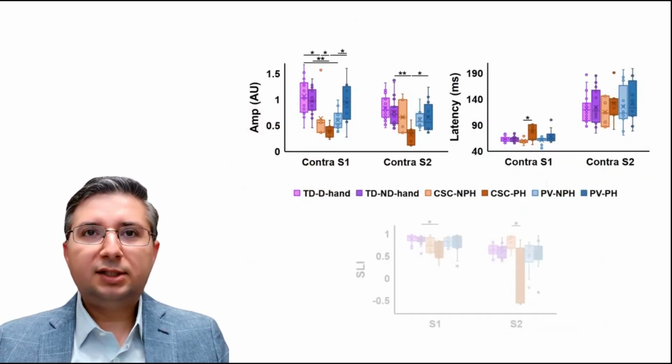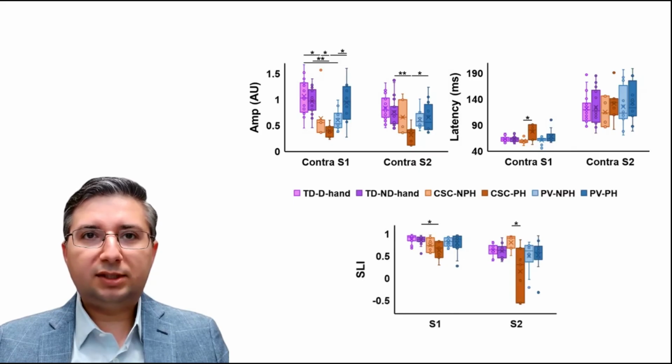Our functional results revealed major differences in how the brain processes sensory input from the paretic hand. In the cortical subcortical group, we observed significantly reduced and delayed cortical activity in the primary and secondary somatosensory areas of the affected hemisphere. In addition, the somatosensory lateralization index showed a major disruption in the normal interhemispheric balance in cortical subcortical patients. In contrast, the periventricular group showed activation patterns and lateralization scores that were much closer to those of typically developing controls, suggesting better functional preservation despite the early injury.